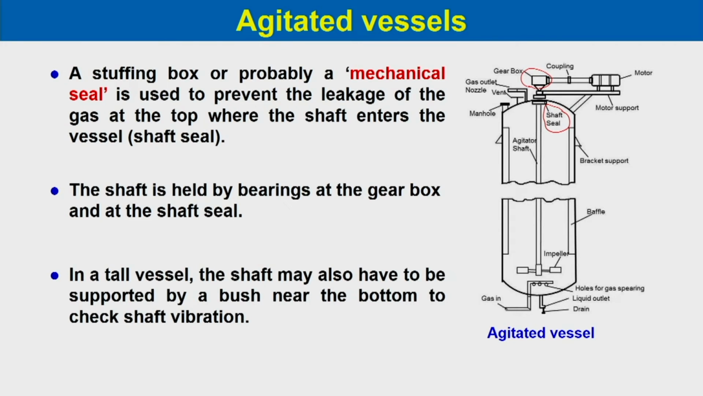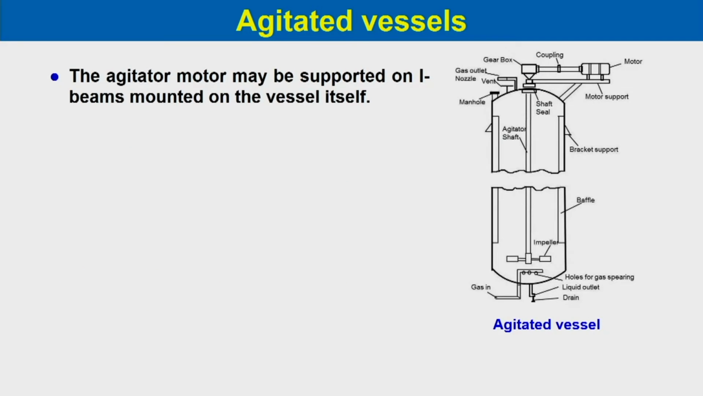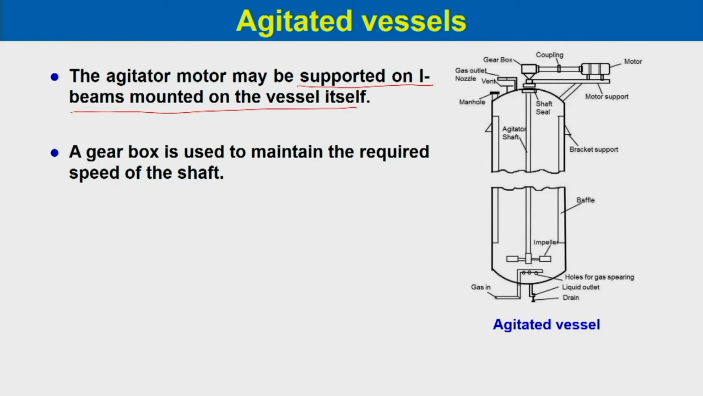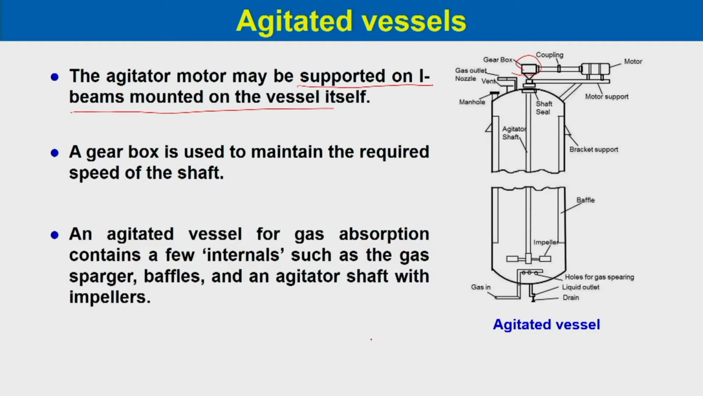In a tall vessel, the shaft may also have to be supported by a bush near the bottom to check shaft vibration, which is required. The agitator motor may be supported on I-beams mounted on the vessel itself. So, you can see it has to be supported with I-beams mounted on the vessel itself, and then a gearbox is used to maintain the required speed of the shaft, which is already discussed.